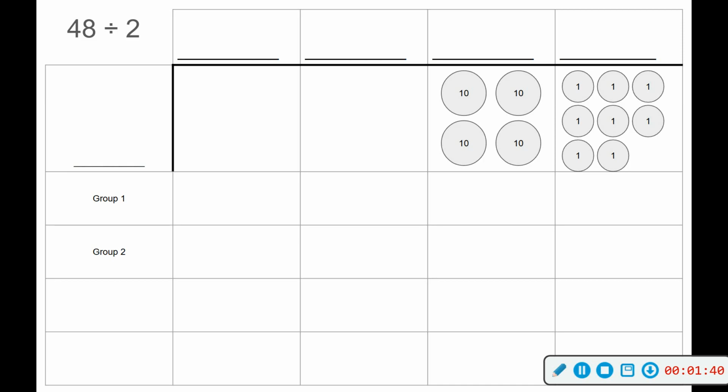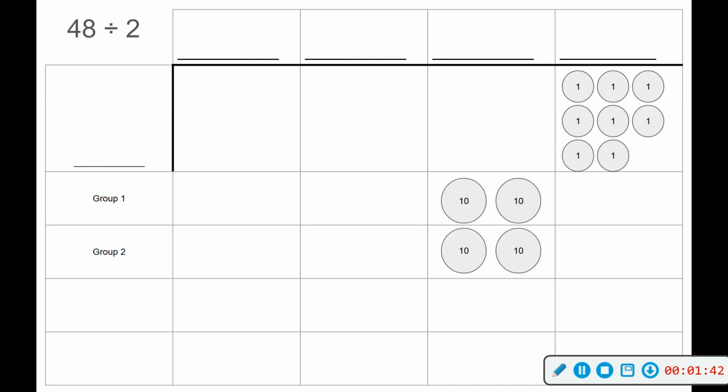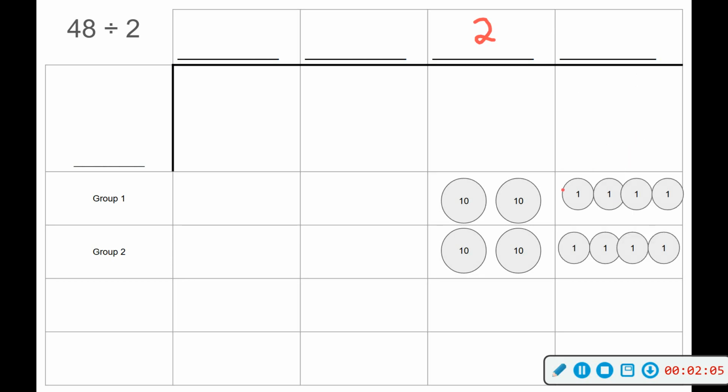If I look in just the tens place first, I can actually put 2 tens into each group. So therefore, I have 2 in each group. Then I can look at my ones. I have 8 ones that I need to put into 2 groups. So how many would fit? If I take all 8, I can put evenly, which is the key word, 1, 2, 3, 4 in each group. Thus my answer is 24 in each group.